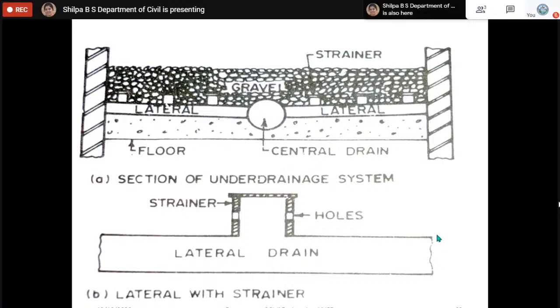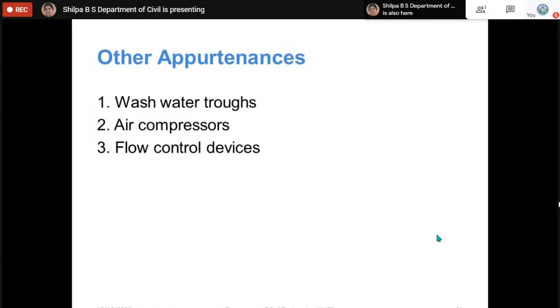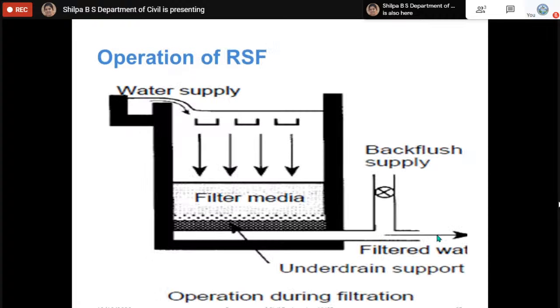Okay, this is the schematic representing the under drainage system. And the other appurtenances that are used in this rapid sand filter are the wash water troughs, air compressor, and the flow control devices. In the usual operation of this rapid sand filter, the water passes through the filter media, and the treated water is collected in the under drainage system, which flows at the outlet to the next treatment unit. Okay, and the most important feature of this filter is the backwashing.